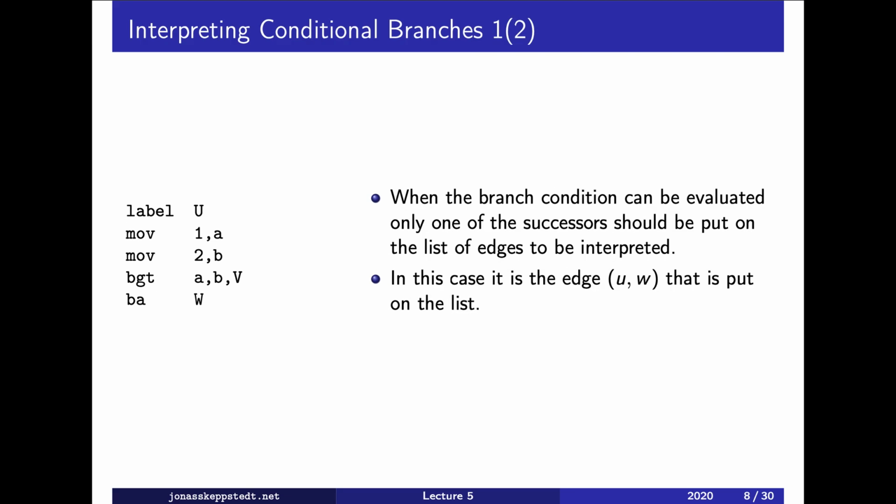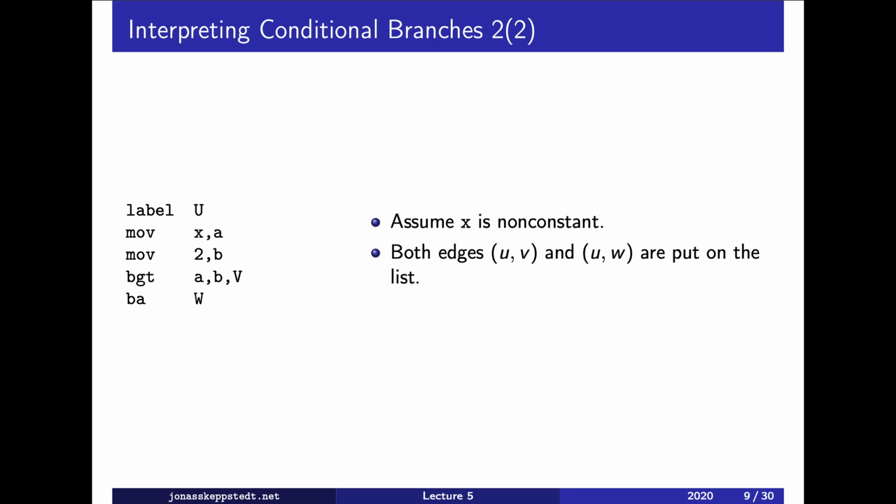If there is a conditional branch and we can evaluate at compile time in which direction we should branch. So here we are in vertex U and should either branch to V or to W. Since we can evaluate this, we only need to add the edge corresponding to the taken branch and ignore the other edge. Okay? If instead we don't know in which direction the branch is going, we have to put both edges, that means from U to V and from U to W, on this work list of edges to interpret.